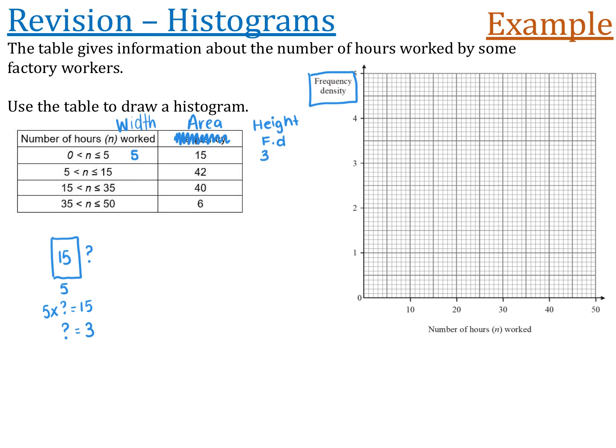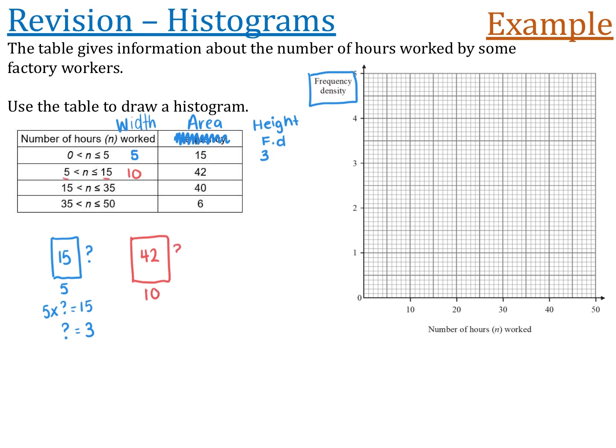All right, let's do the next one. We'll change colors as well. So the next one, we're going to draw another rectangle. And in my next rectangle, it has an area of 42 this time. And the width across the bottom is going to go from 5 to 15, which is a width of 10. Okay, I got that by doing 15, take away 5.